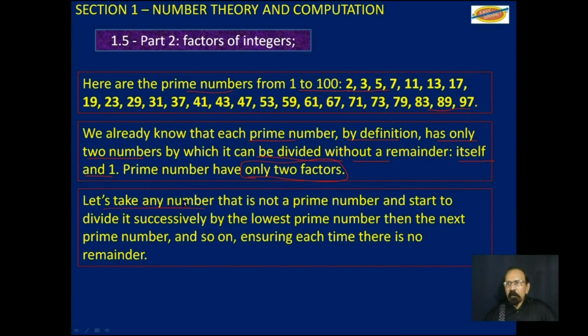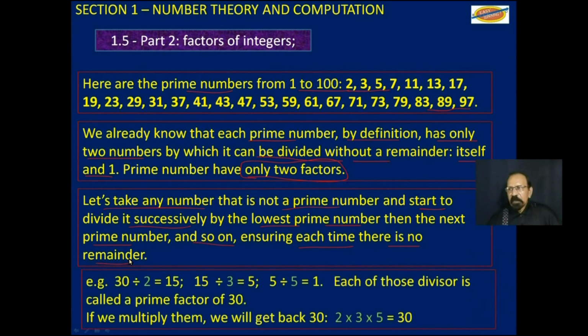Now let's take any number that is not a prime number and start to divide successively by the lowest prime number, then the next higher one, and so on, ensuring that each time there is no remainder. So if we take 30, we divide it by 2, that's the first prime number, we get 15. We can't continue dividing 15 by 2, so we divide 15 by the next higher prime number, we get 5. Well, we can't divide 5 by 3, so we divide 5 by 5. That's the next higher prime number. In each case, we don't get a remainder.